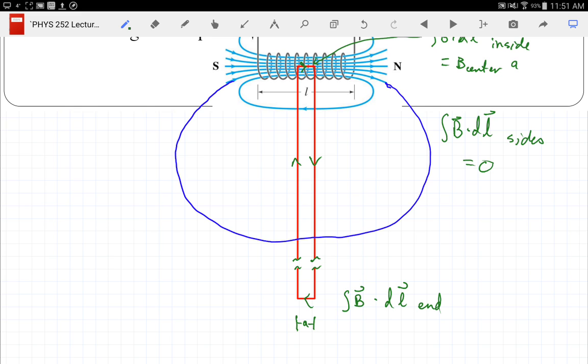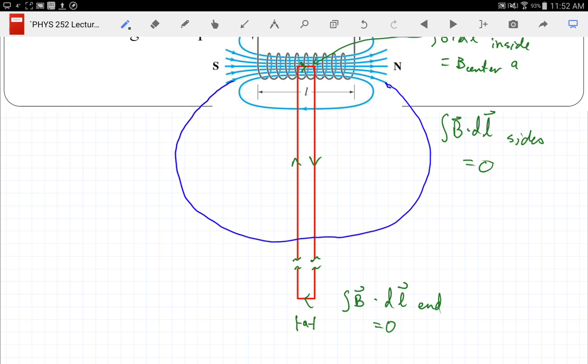Assuming we're infinitely far away from the solenoid, shouldn't it be zero? The magnetic field is 0 if you go infinitely far away, because the magnetic field is getting weaker and weaker as you go farther away. And as long as you maintain the symmetry that the sides have 0 circulation on them, you can go as far as you want.